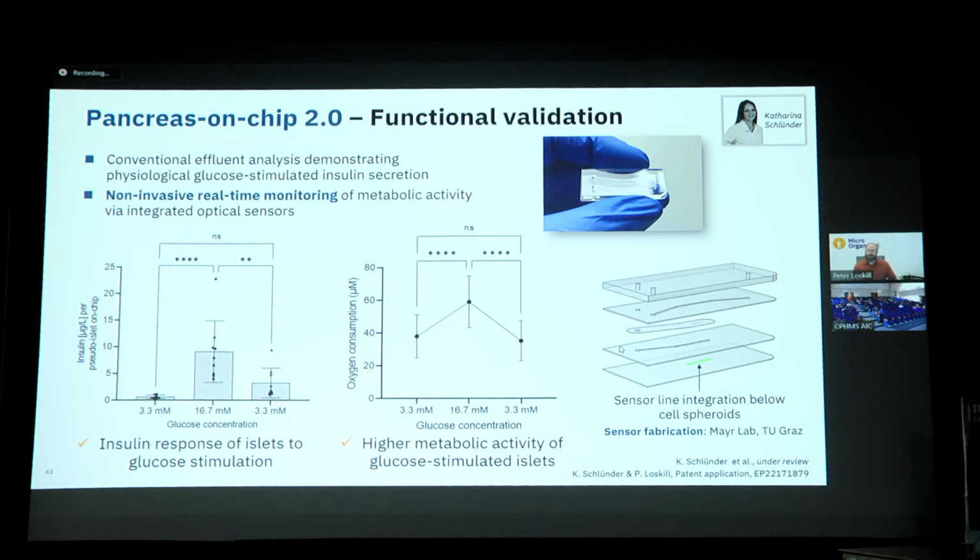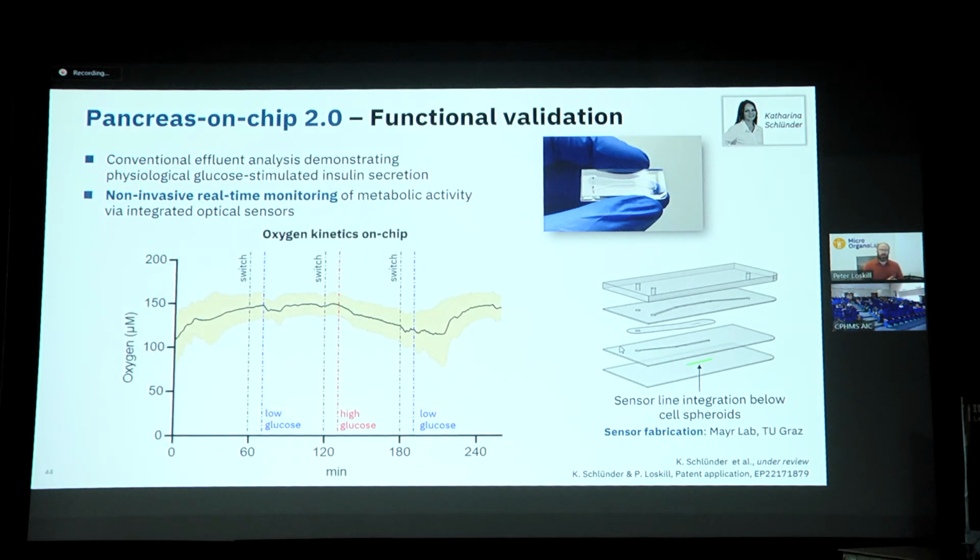And we did that again by having a small sensor line in the channel, which can be read out optically. Again, here we can do that globally, but we can also really look at the kinetics of the oxygen consumption. Here you can see whenever you switch to the high glucose condition, the oxygen consumption will increase and the oxygen levels will drop. As soon as you switch back to the low glucose, it will go back to the baseline. All right, so these are some examples of the readouts and the sensors we can integrate.